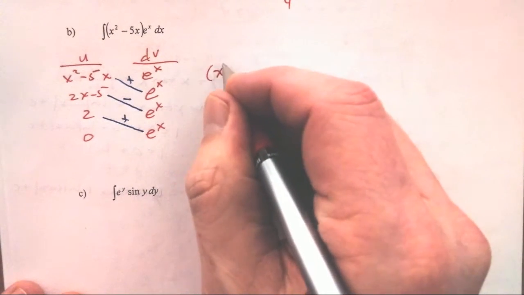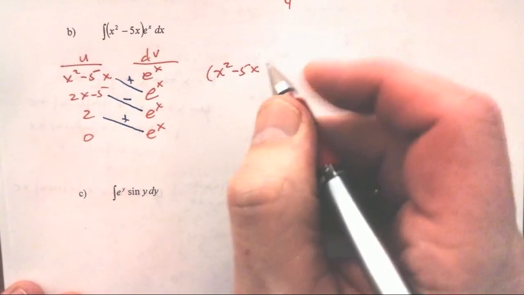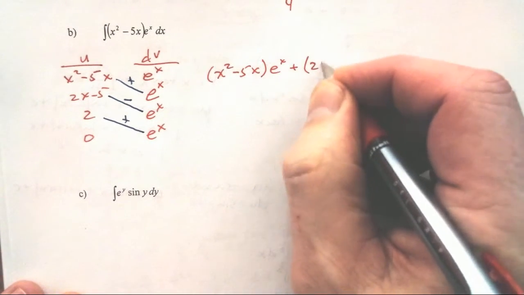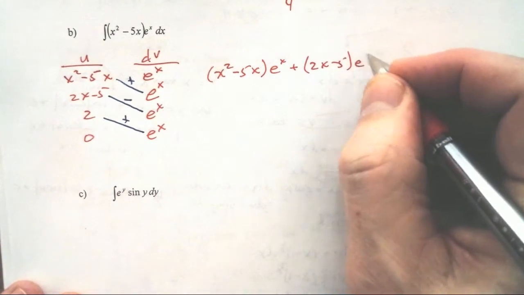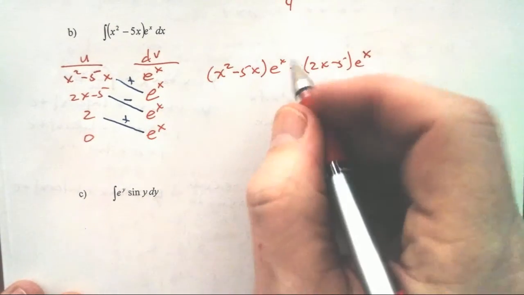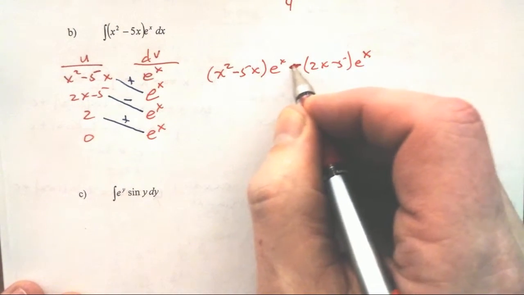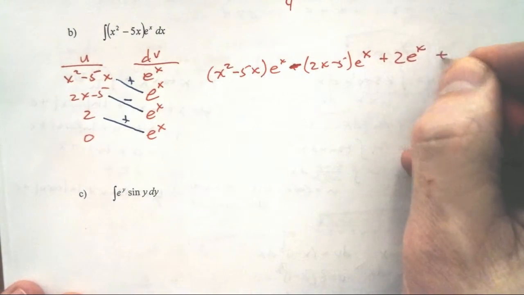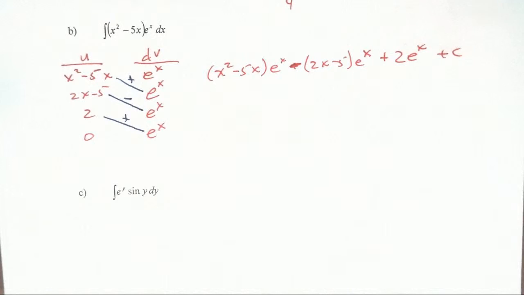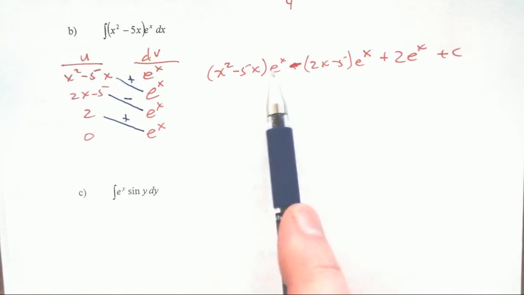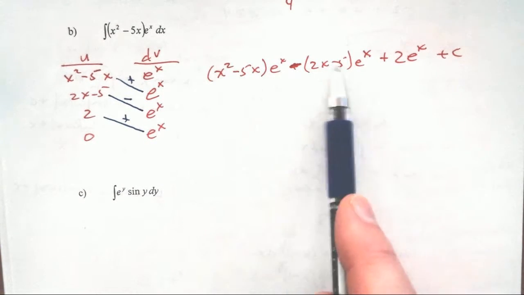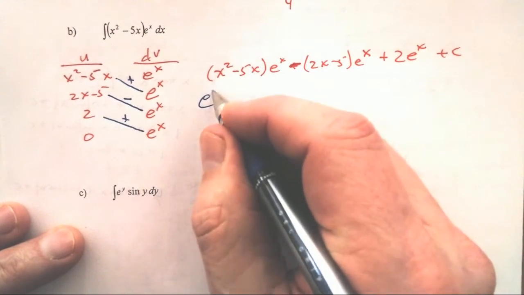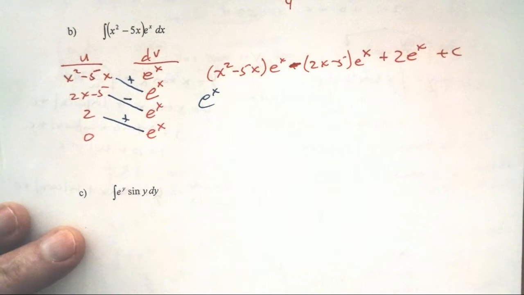Maybe we'll simplify some things. x squared minus 5x times e to the x plus 2x minus 5 times e to the x. Oops, that's minus. You saw it before I did. That's minus. And plus 2 e to the x plus c. Now, pretty tempting here to see if we'd simplify. I can see if I would distribute this, I'd get some common x e to the x term, so maybe I will factor out the e to the x.